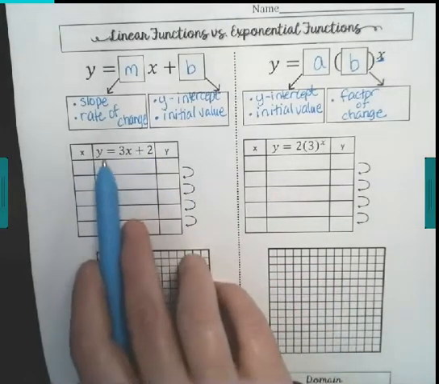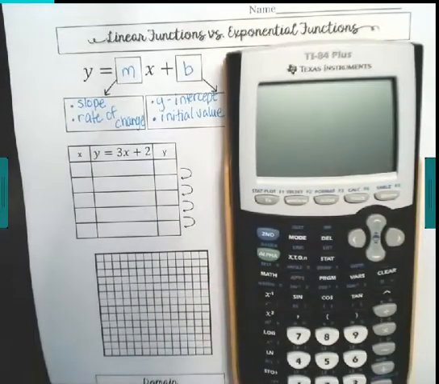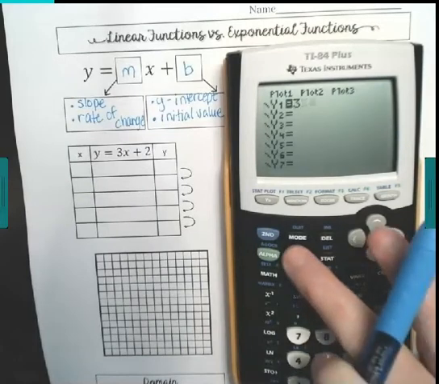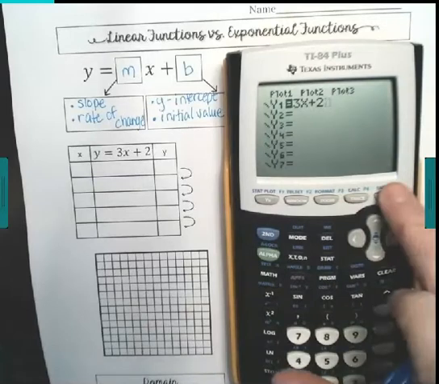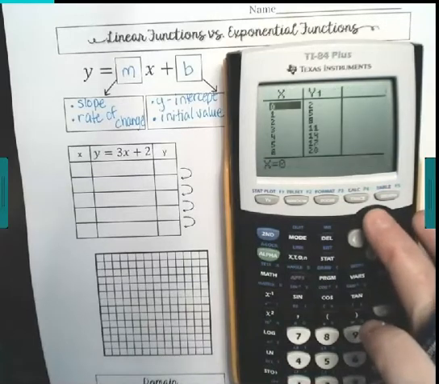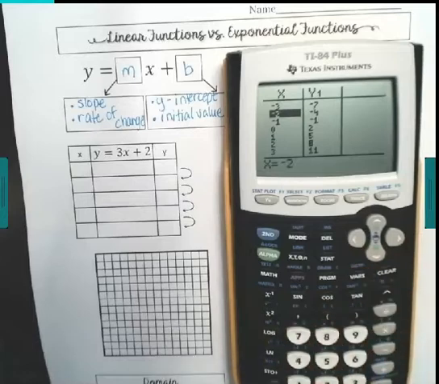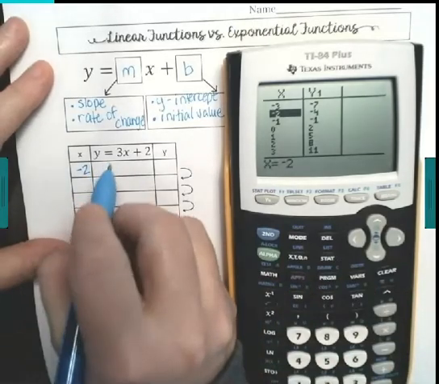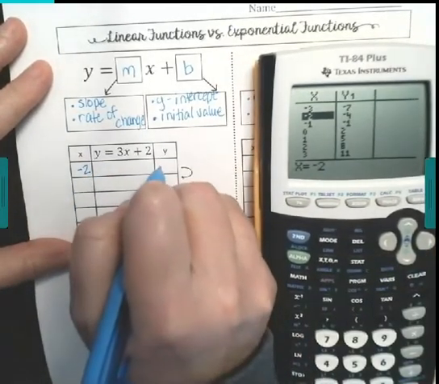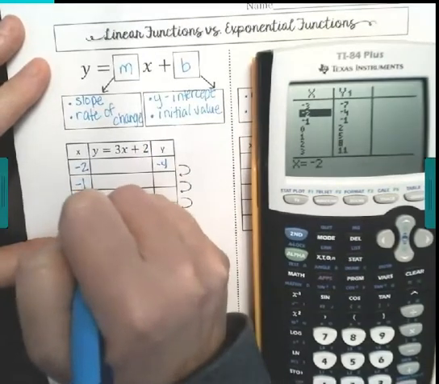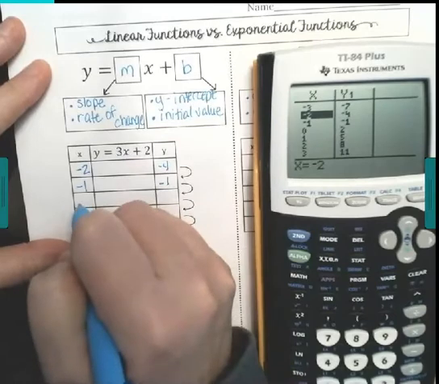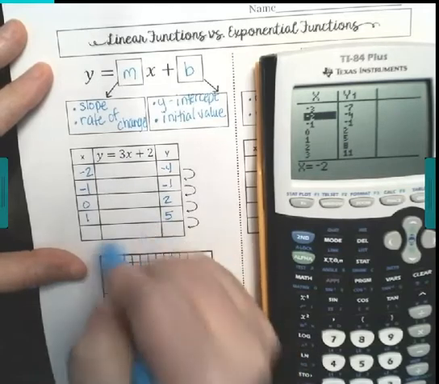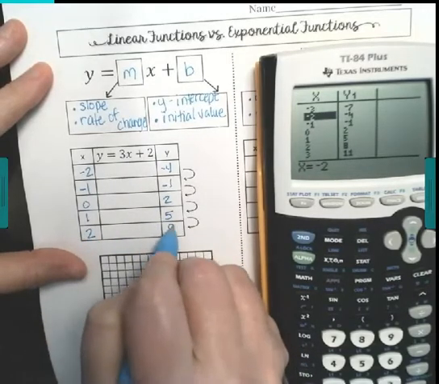The first problem we're going to look at is y equals 3x plus 2. And feel free to plug these into your calculator or into Desmos. And let's look at the table. I'm going to go ahead and start this one so we get a couple of negative values, a 0, and a couple of positive values. So we see that negative 2 is equal to negative 4. Negative 1 is negative 1. 0 is 2, and 1 is 5, and 2 is 8.